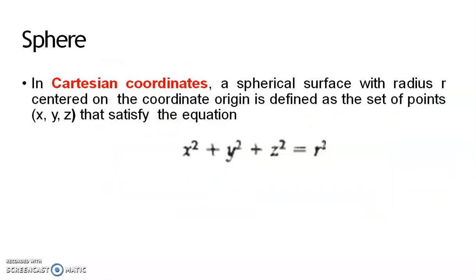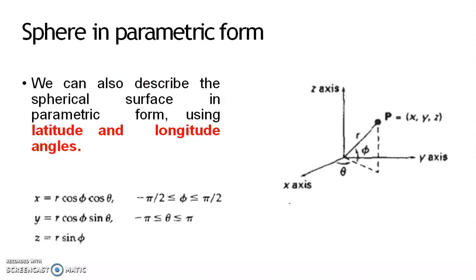And let us see the sphere. In Cartesian coordinates, a spherical surface with radius r centered on the coordinate origin 0, 0, 0 is defined as the set of points x, y, z that satisfy the equation x square plus y square plus z square equal to r square. Value of x coordinate, value of y coordinate, value of z coordinate, radius.